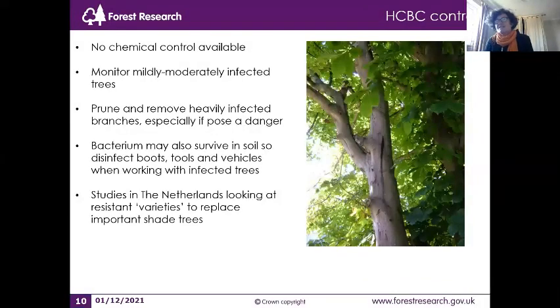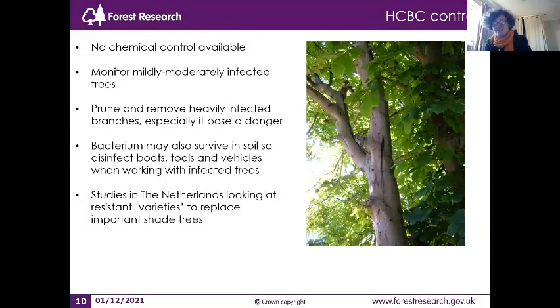Finally, in terms of control, we don't have any chemical control available for horse chestnut bleeding canker. But many of you listening perhaps manage chestnut trees. We recommend that if you have moderately or mildly infected trees, they could live for some time with the disease, so you don't need to fell them. We suggest that you prune and remove any heavily infected branches, especially if they pose a danger, if they're over roads or pathways. The bacterium can also survive in soil for extended periods, so it's important to disinfect your boots, tools and vehicles when working with infected trees.